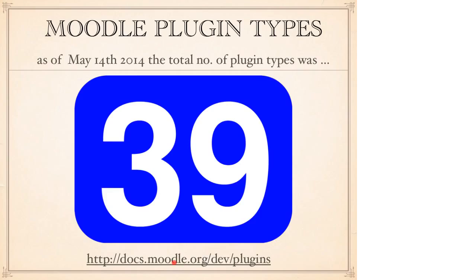So it's a huge number, and if you want to go and check that for yourself, you can see there, docs.moodle.org dev plugins. There's an enormous number of plugin types. Most of them, I guess, are a little bit underused in terms of plugins. You don't find many people writing plugins for some of them. But others, like the activity module or the question type, have a lot of plugins.